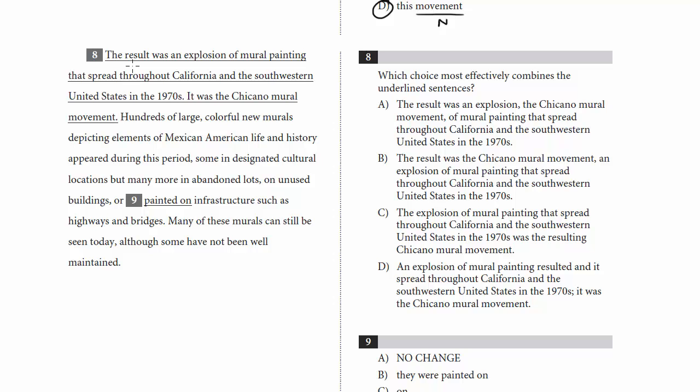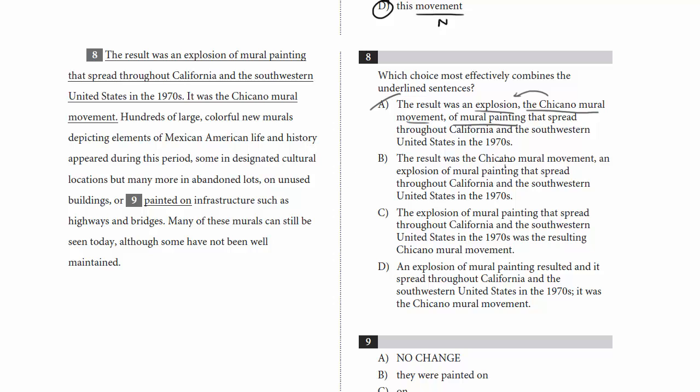So which choice best combines the underlined sentences? So let's check these. A, the result was an explosion, the Chicano mural movement, of mural painting that spread throughout California, ... So here we're defining the explosion as the Chicano mural movement, but really we should define the explosion of mural painting as the Chicano mural movement, perhaps. Here, the appositive, the modifier is in the wrong place. It's describing the explosion, which doesn't really make sense.